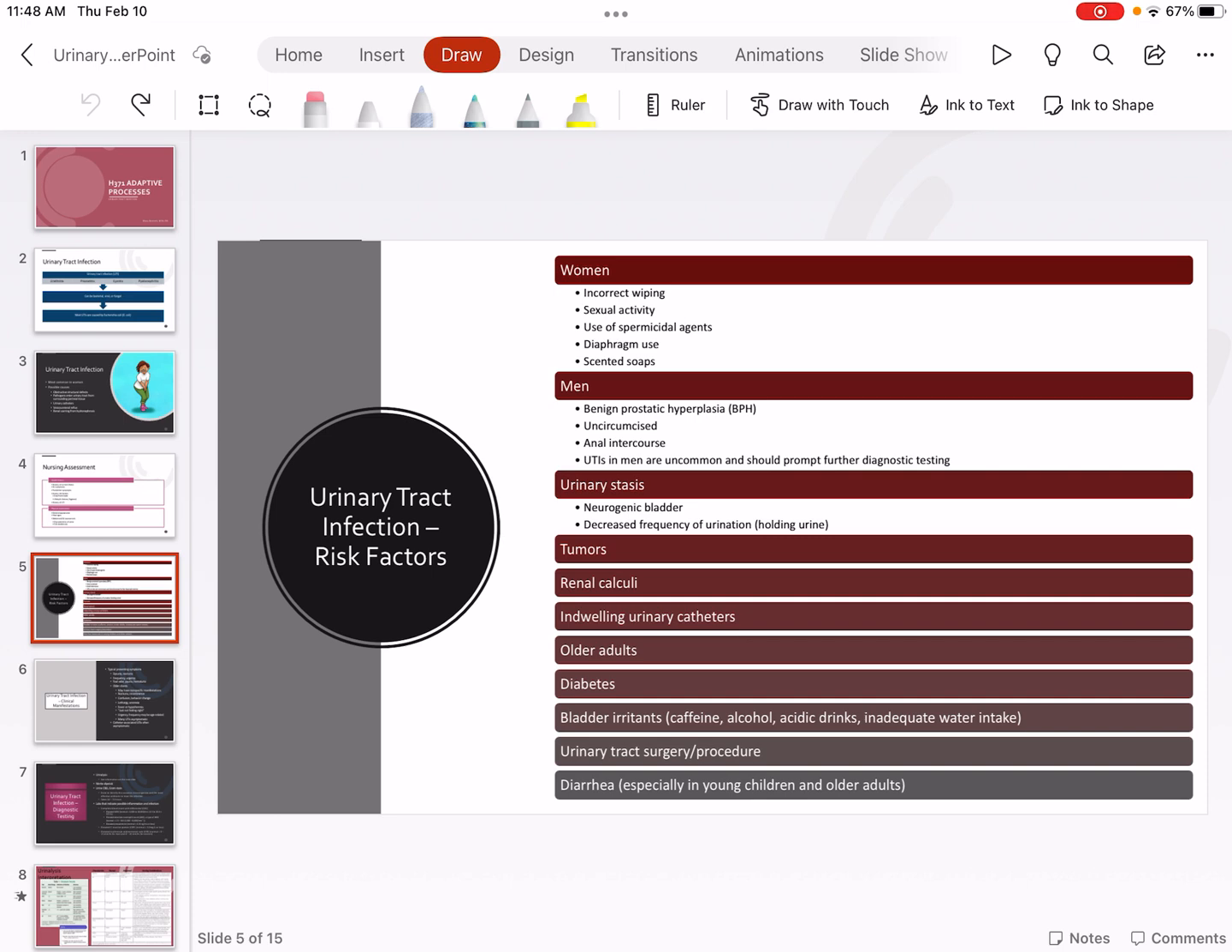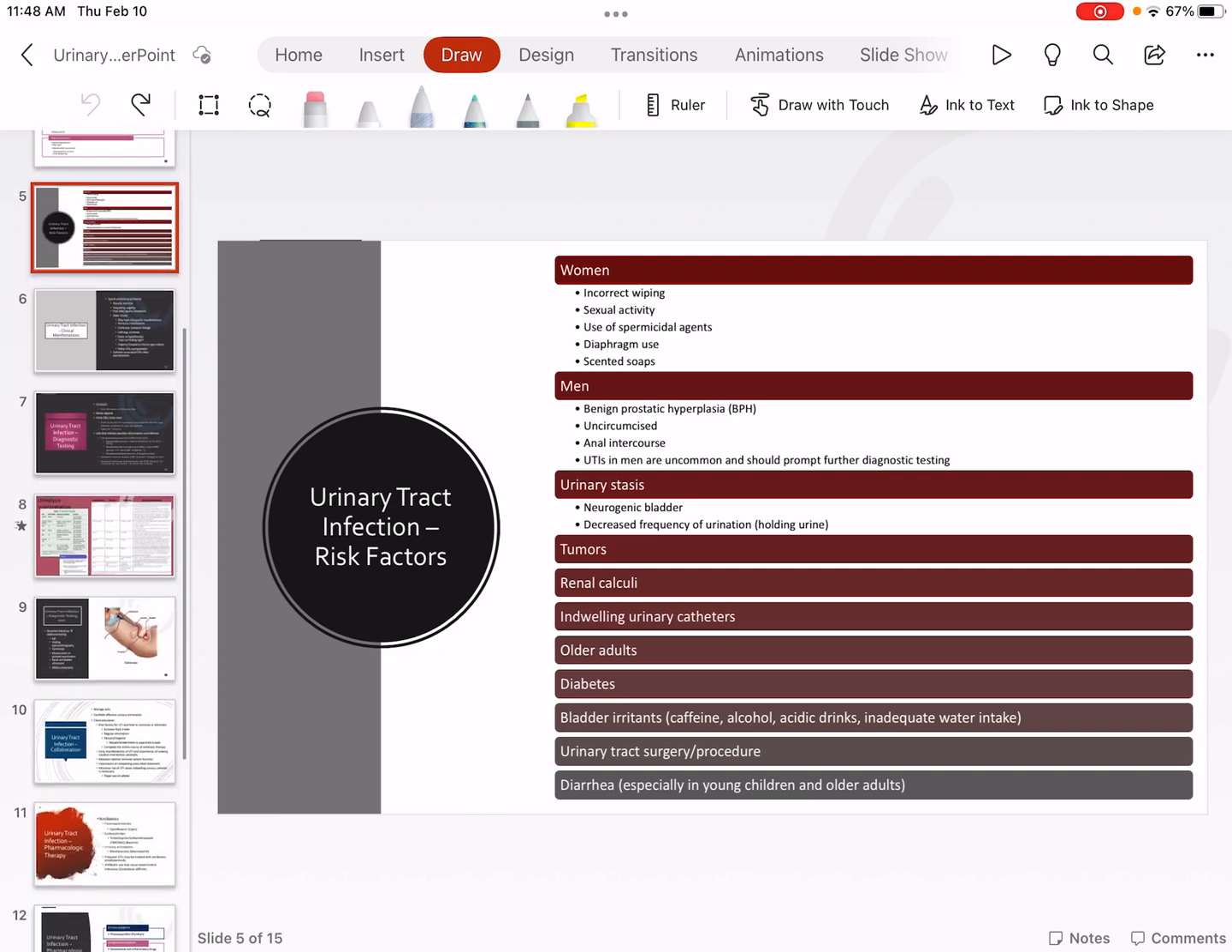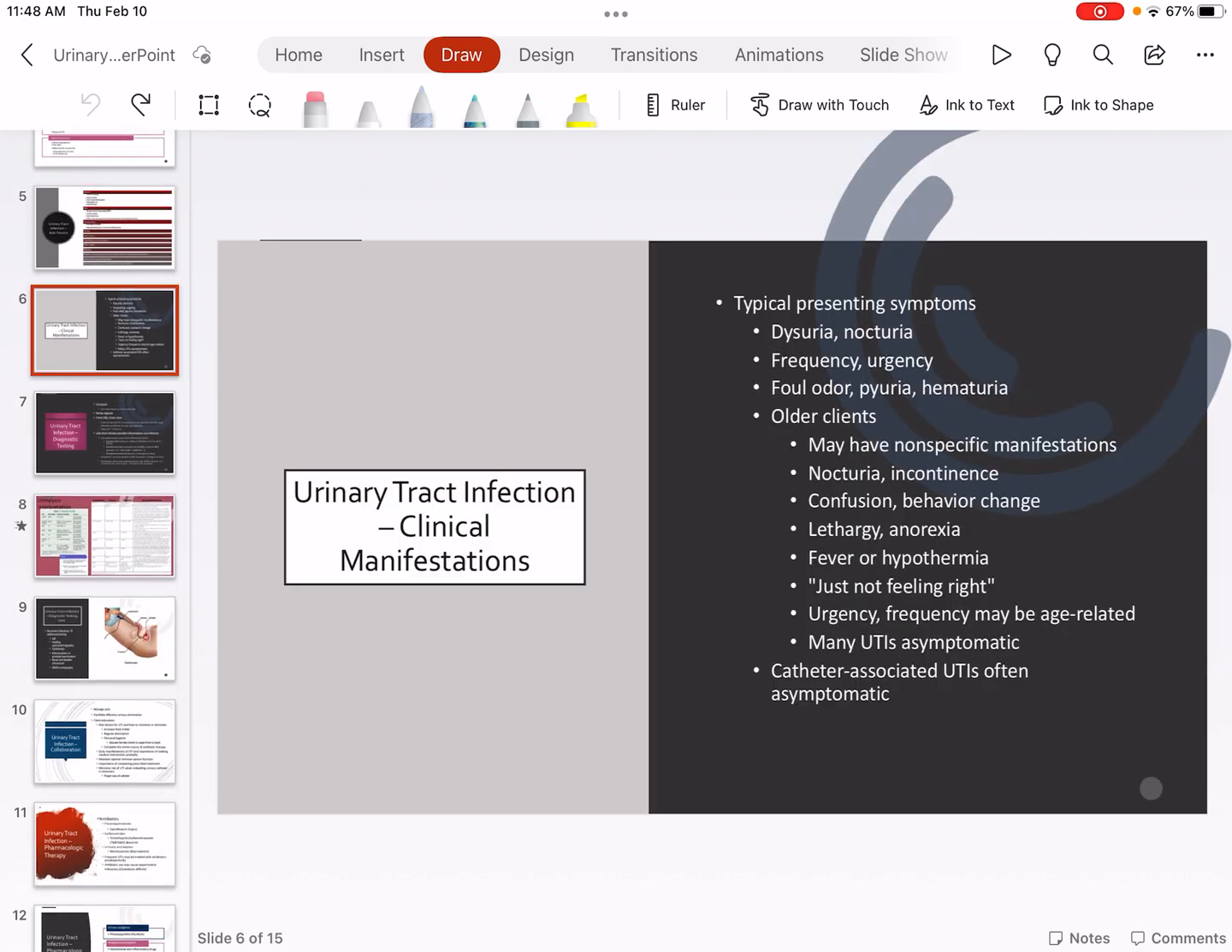Okay, so I've got the clinical manifestations listed here. I'm not going to read them all to you. Just know that older adults could have just really vague symptoms, or they can even be asymptomatic. They can also not necessarily have fever and might even have a lower than normal temperature, and this is older adults, as I said. And then catheter-associated UTIs can also be asymptomatic.